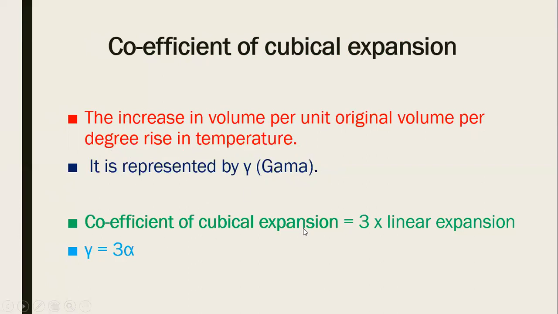The coefficient of cubical expansion is equal to 3 times the linear expansion. What is the linear expansion? It is alpha. So gamma is equal to 3 into alpha. First one is alpha, second one is beta, and beta is equal to 2 into alpha. Third one is gamma, and gamma is equal to 3 into alpha. The definition will be the same, but only the volume changes.